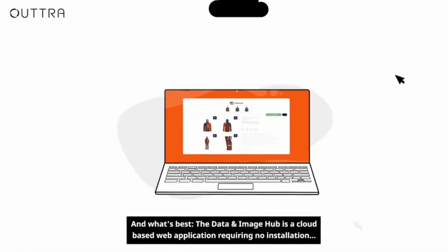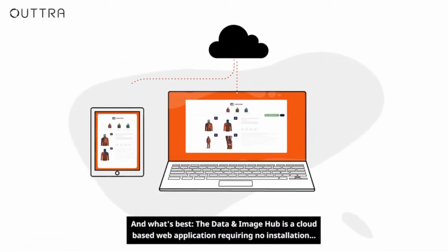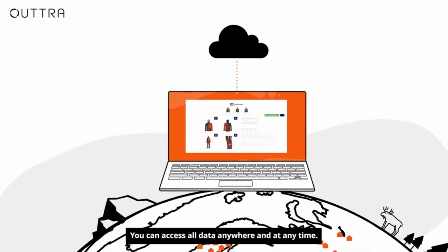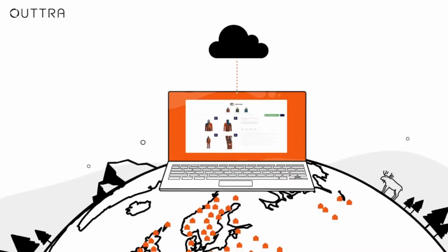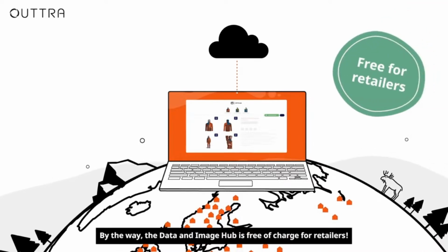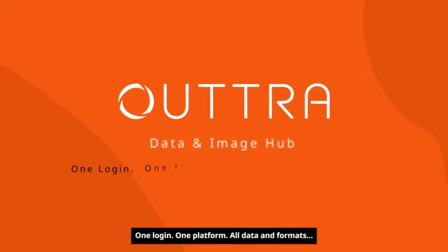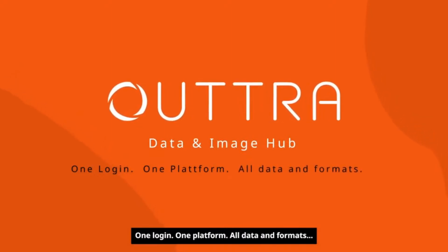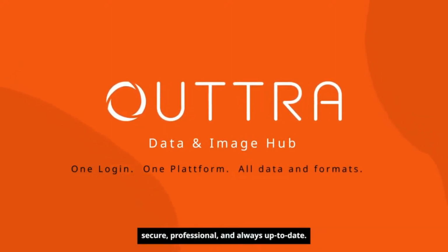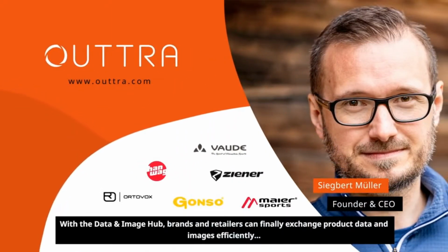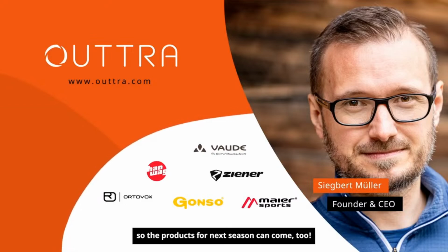And what's best? The Data and Image Hub is a cloud-based web application requiring no installation. You can access all data anywhere and at any time. By the way, the Data and Image Hub is free of charge for retailers. One login, one platform, all data and formats, secure, professional, and always up to date. With the Data and Image Hub, brands and retailers can finally exchange product data and images efficiently, so the products for next season can come too.